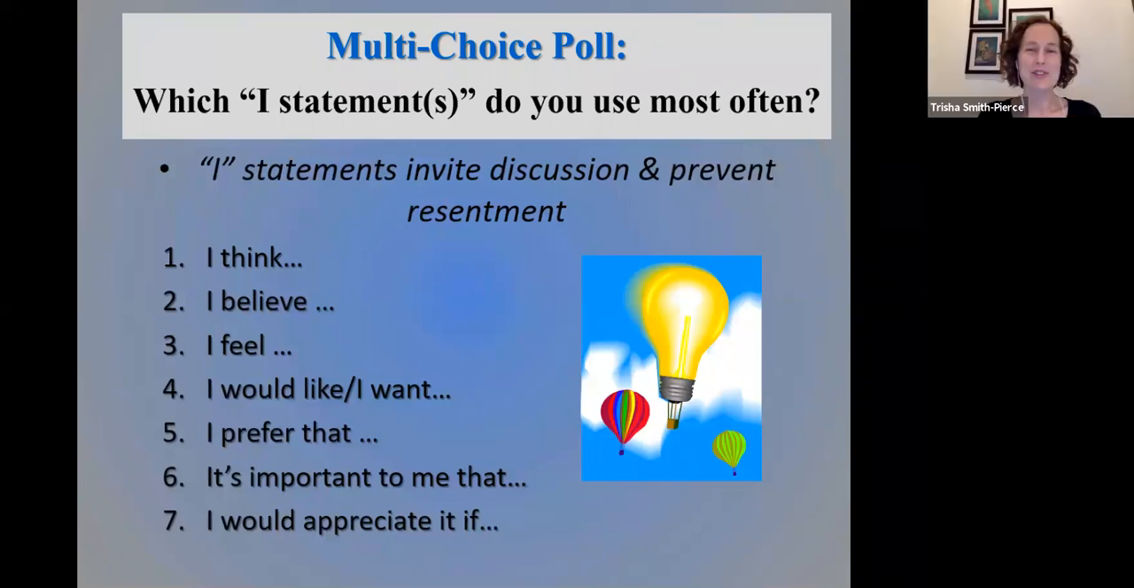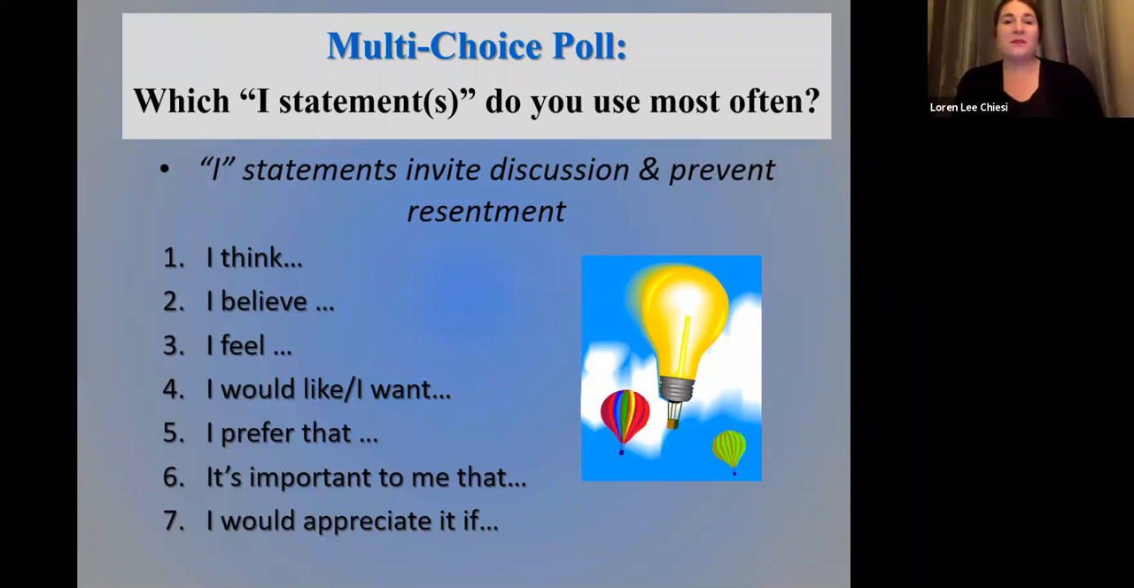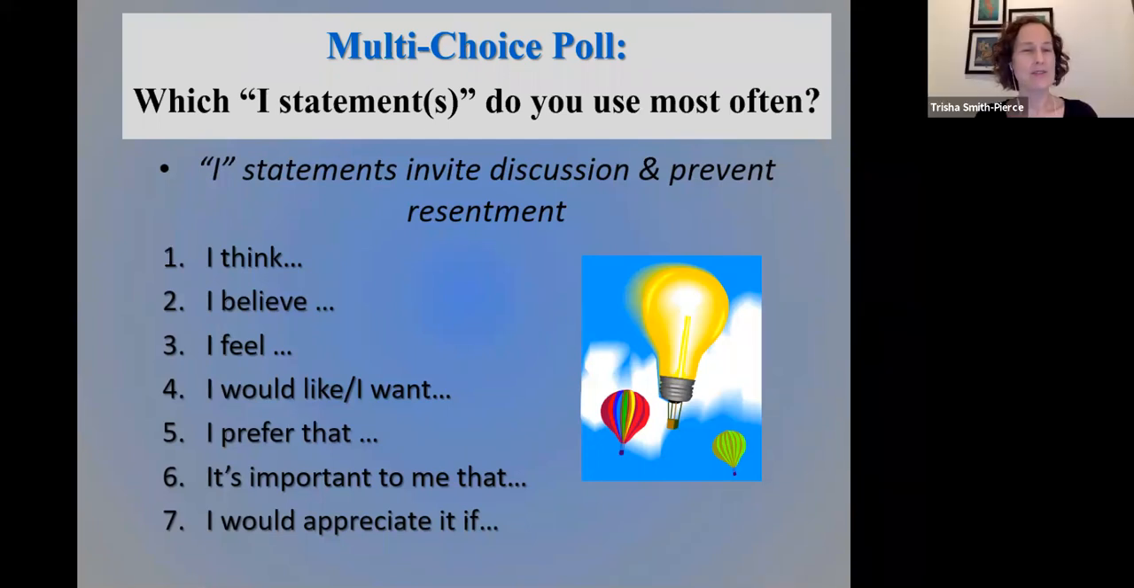Okay, I just launched the poll for everyone to take a vote. This is a multi-choice poll, so you can click as many as you want to. Excellent. Looks like "I think" is far and away the winner as people are voting here. We'll see what ends up happening.